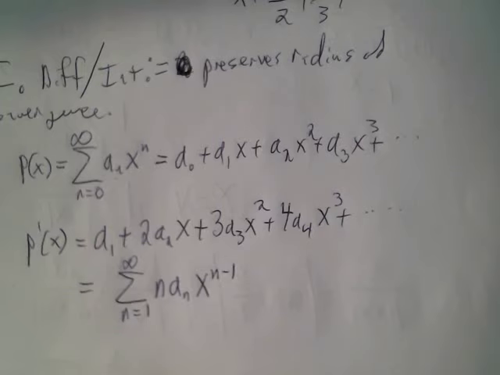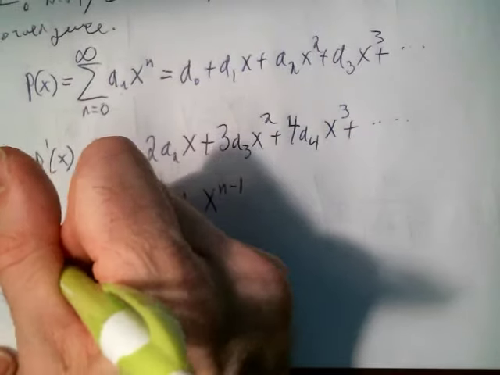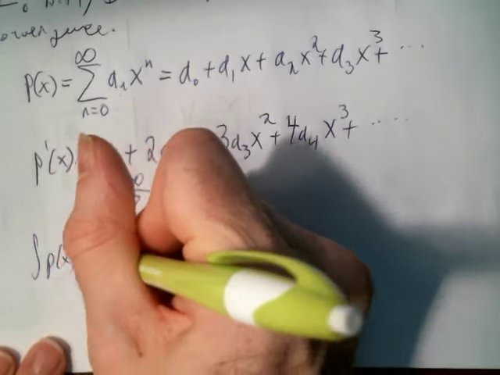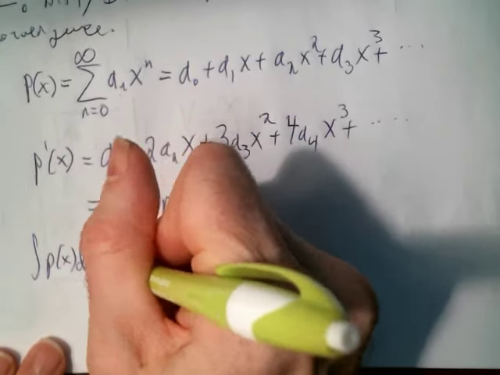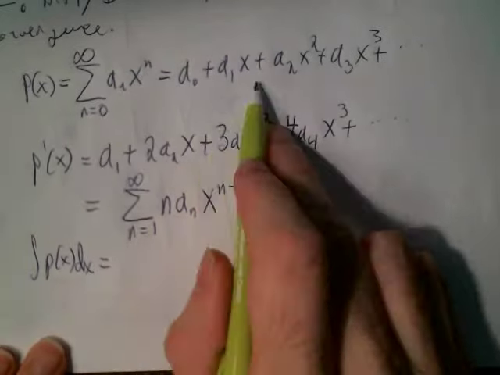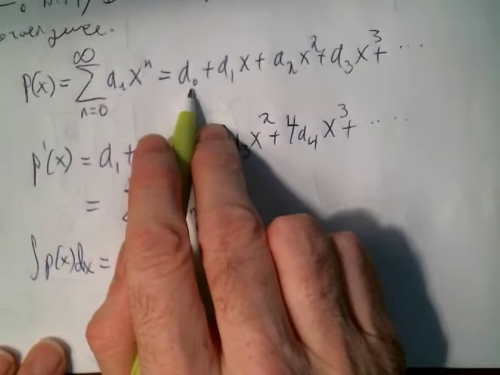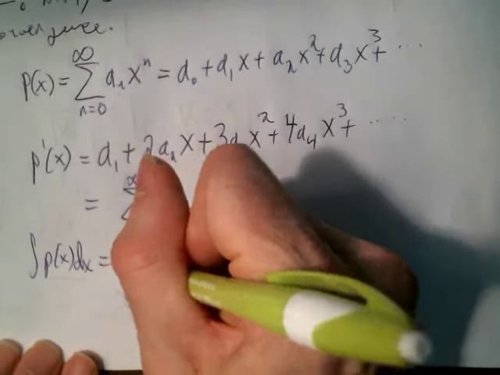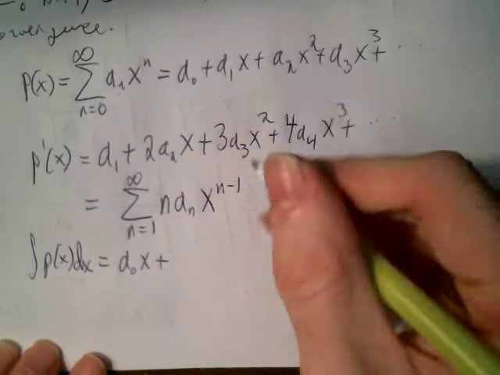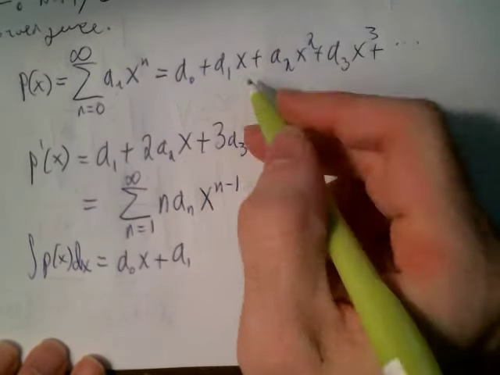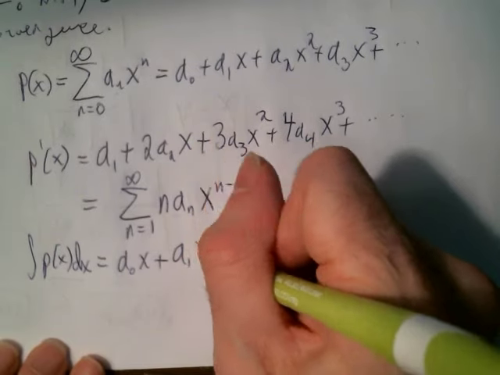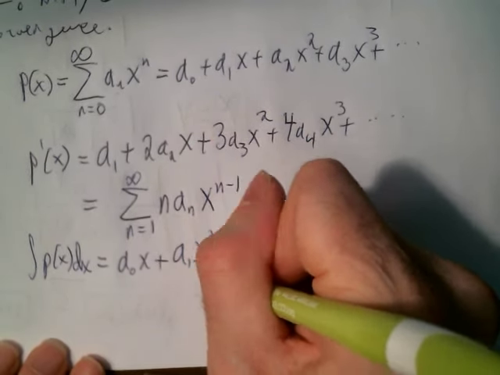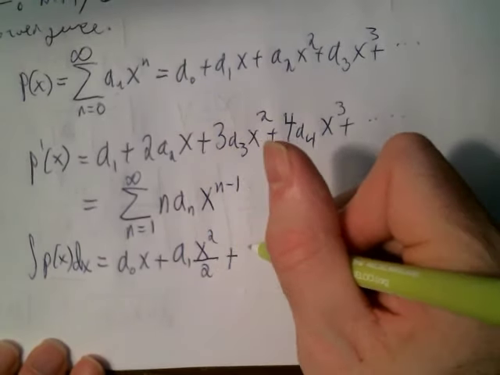Okay, so anyways, integrating, let's look at the integral version of this. It's the same idea. You could do it in two ways. You could integrate term by term. Okay, so the integral of a sub 0 is a sub 0 x. Sorry, the integral of a sub 1 x is a sub 1 x squared all over 2, etc. Right?